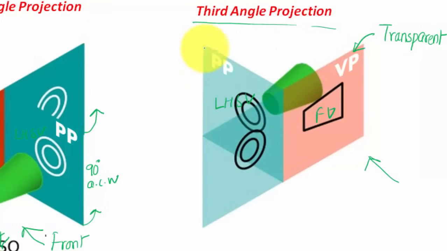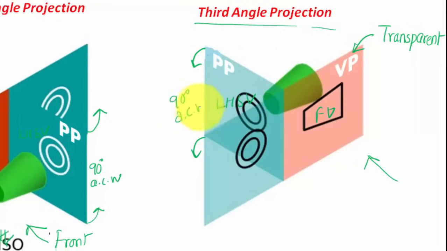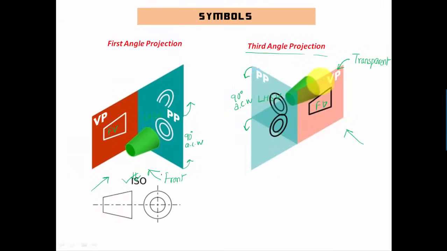And when you rotate this profile plane in the anti-clockwise sense, something like this, by an angle of 90 degrees ACW, you're going to have these two planes coplanar, in the same plane. And finally, when you draw this, it's going to look something like this. This is what you call the third angle projection system.